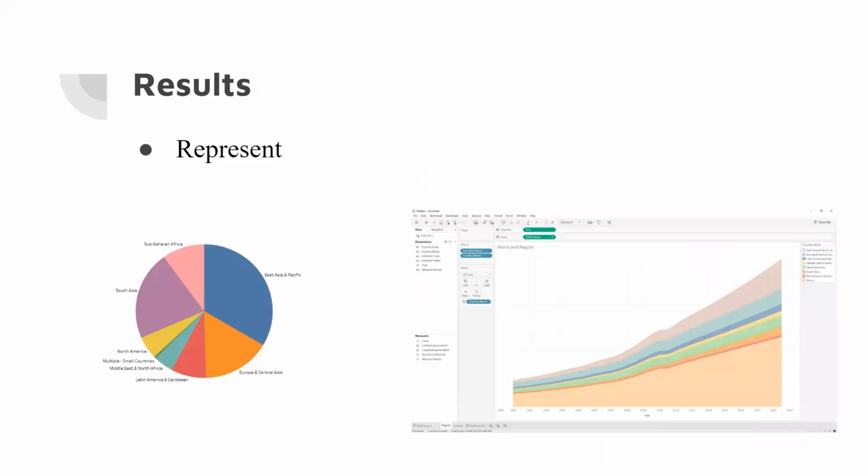Now is the results representation. Troy will explain. So the first chart is the pie chart. It focuses on the population and describes which region has the most population, which is described above. And the second one is the area chart. It analyzes the GDP of each country and determines which country has the highest economic growth or the lowest economic rate.